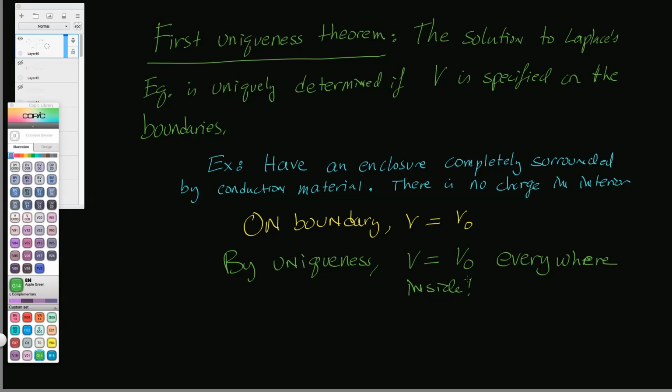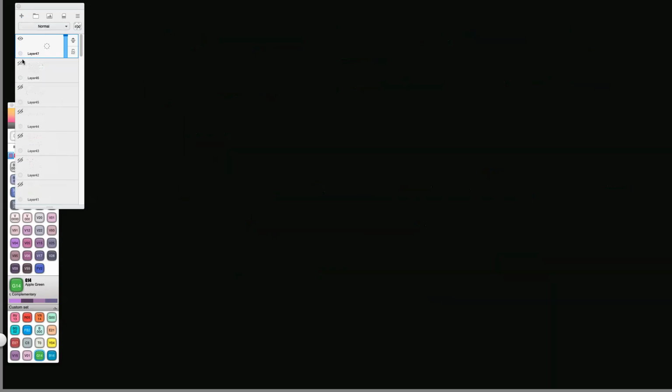Okay, but what if there is charge? There is a corollary to this uniqueness theorem when we have charge. So let's look at that. What if there's charge? Okay, then we have a corollary.